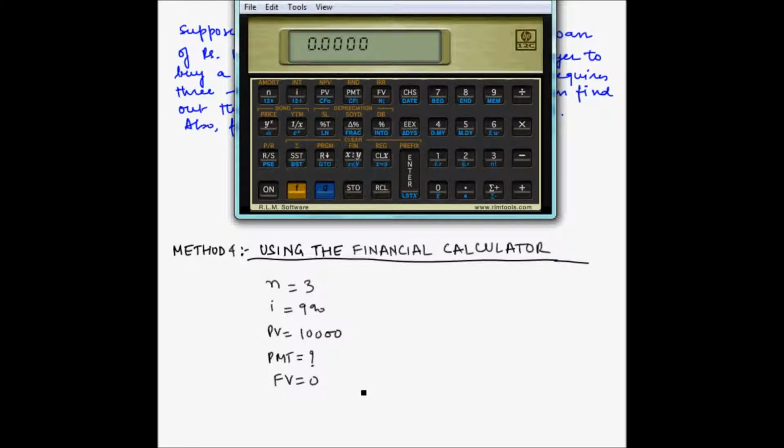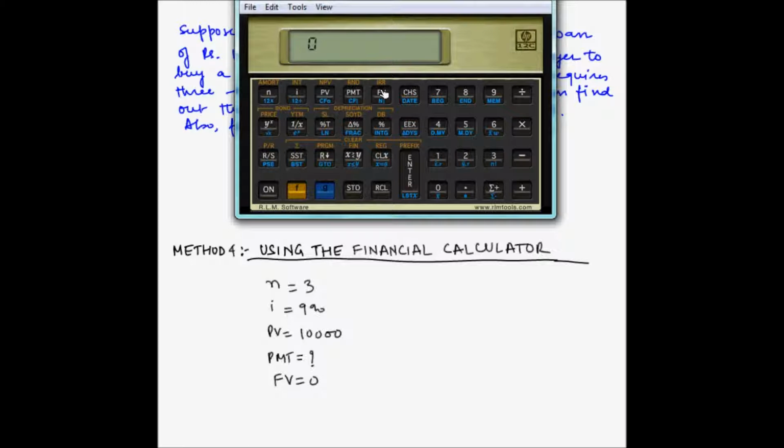So the method to use the financial calculator is to first enter the value and then let the calculator know what that value stands for. So 3 is N, 9 is I, 10,000 is the value of PV, that is present value. Payments we have to find out, so we'll click this button at the end.